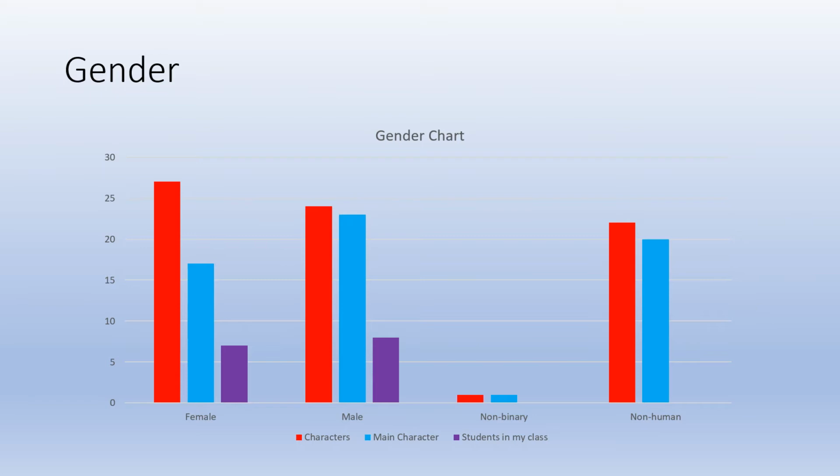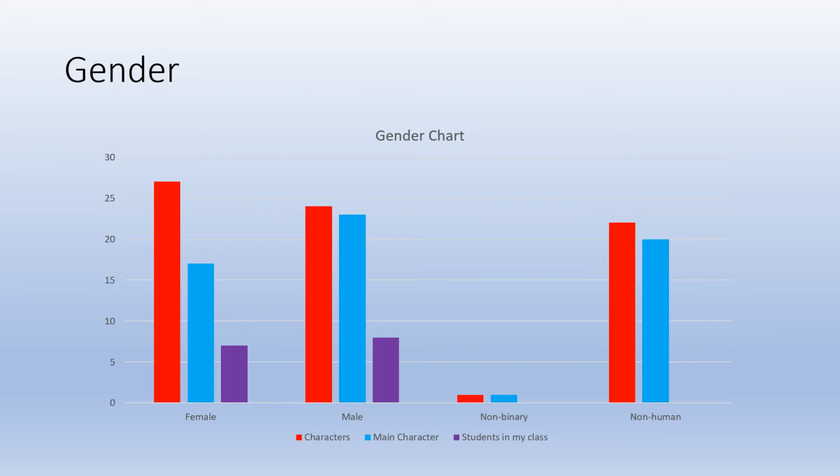Then, out of those 50 books, 17 had a female main character, 23 had a male as the main character, one had the main character non-binary, and 20 books had non-humans as the main character. As you can see, having a male as the main character was more than any other gender.